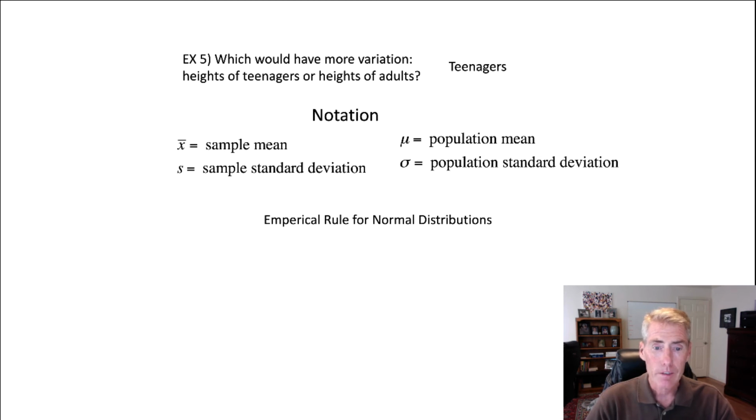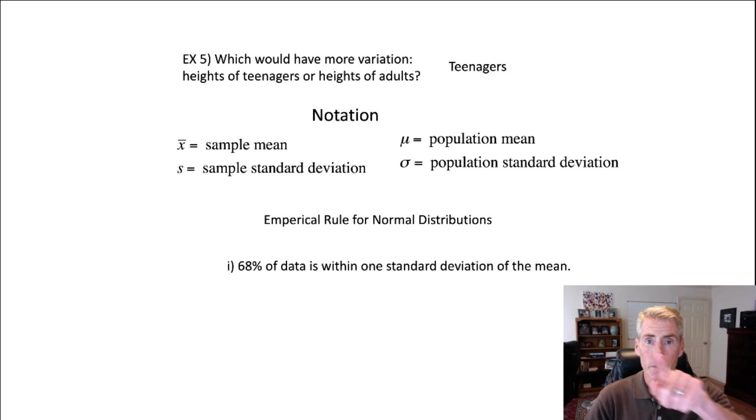All right, now on to the last important idea of this section called the empirical rule. A normal distribution means that you've got a bell-shaped curve. I've got a picture of it in the next slide. Hold on just a second. And the empirical rule goes like this.